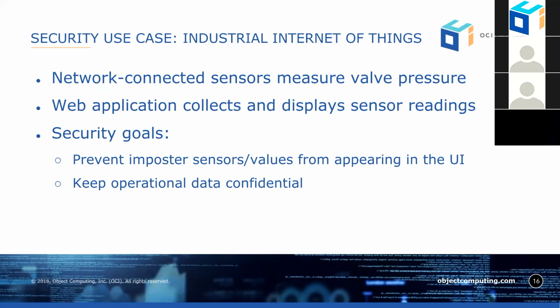There's also a web application that collects and displays these sensor readings. Our security needs here are to prevent imposter sensor values from appearing in the UI, and to keep operational data confidential, so anyone looking at all the traffic on the network will not see what's happening in the system.